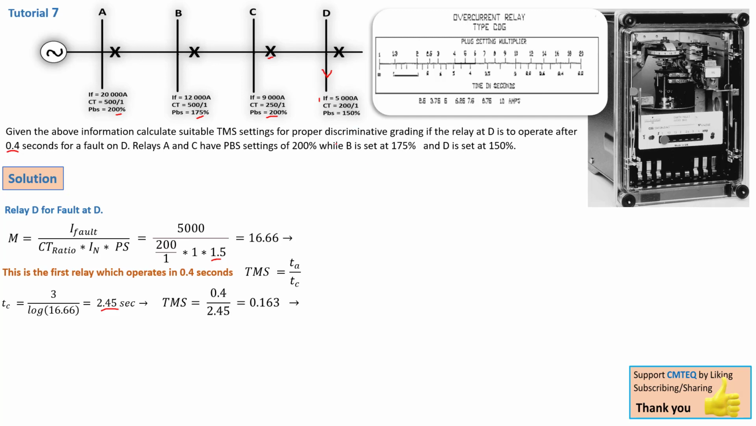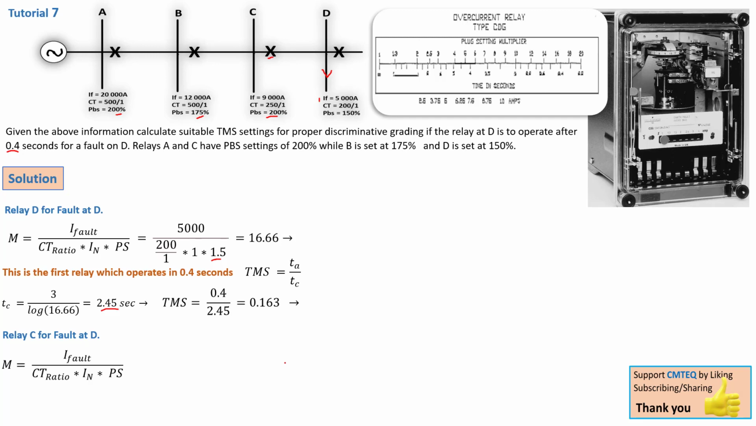So to solve that, the trick is very simple. You first calculate for relay C for the fault on bus bar D. To do that, you use your M, your multiple of settings calculation. Instead of using the fault current on bus bar C, you use the fault current on bus bar D. That way you get timings that are proportional to the fault current on bus bar D. I hope I'm making myself clear.